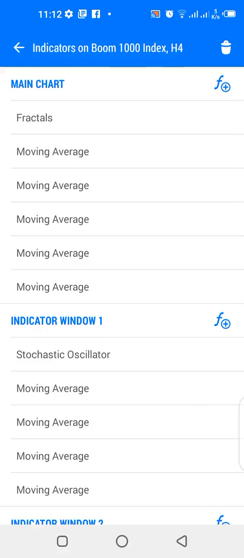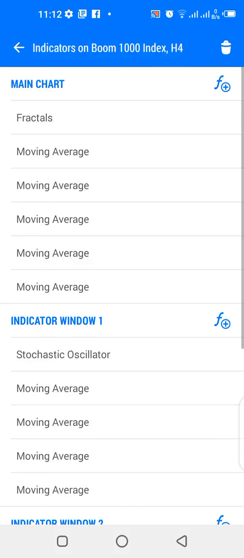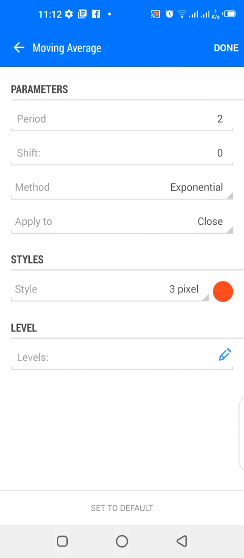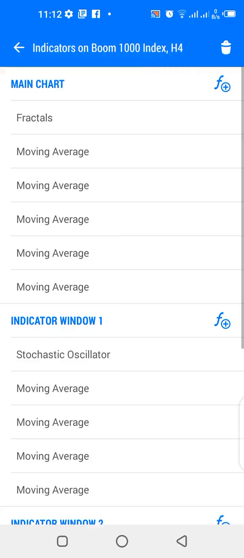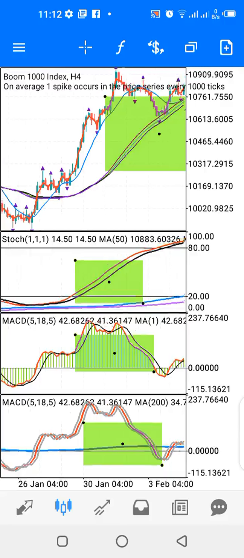Okay, apart from these three, I have two more moving averages. I have 10 period moving average. Method is simple. Apply to close, color is blue. I also have 2 period exponential moving average. Apply to close, and the color is red. Now these last two moving averages, if they cross on the initial 3 moving averages, that gives me my signal.